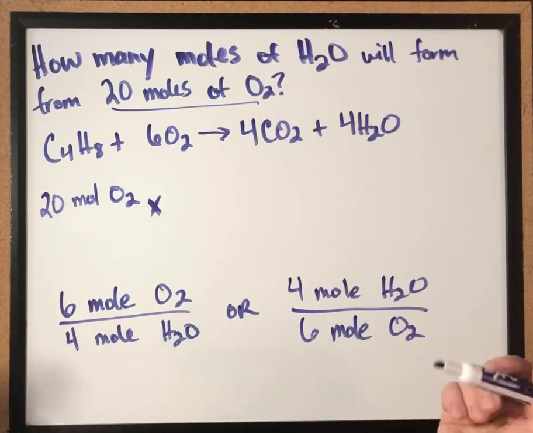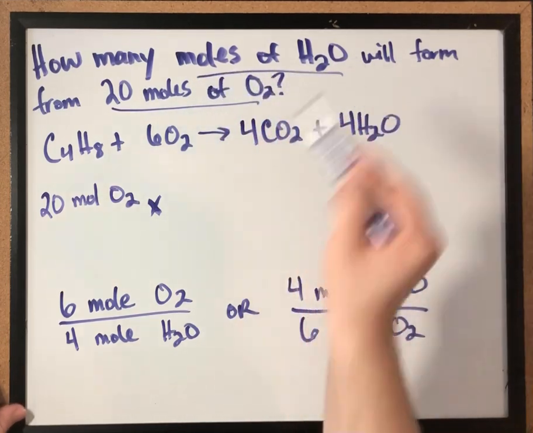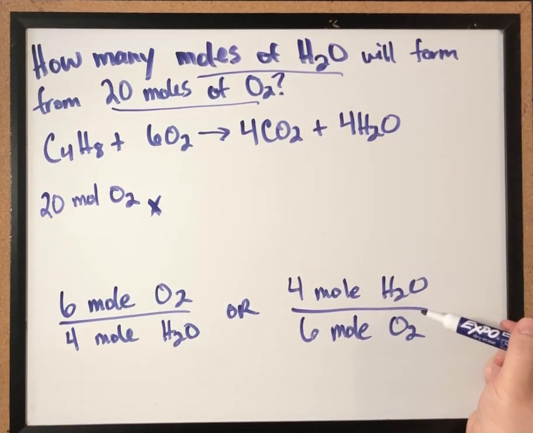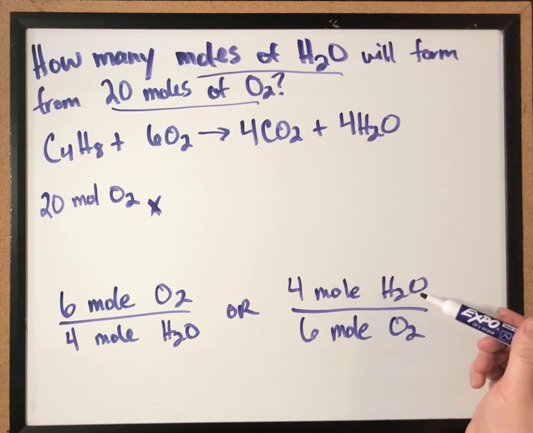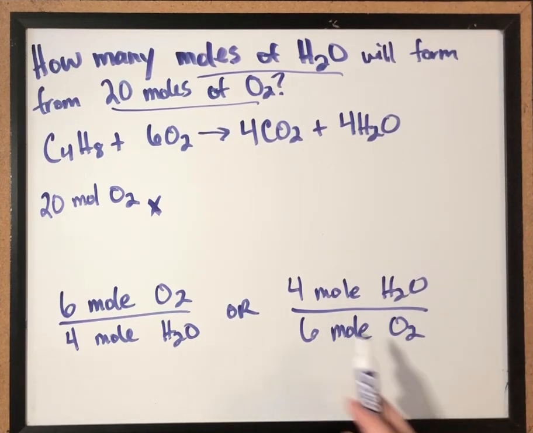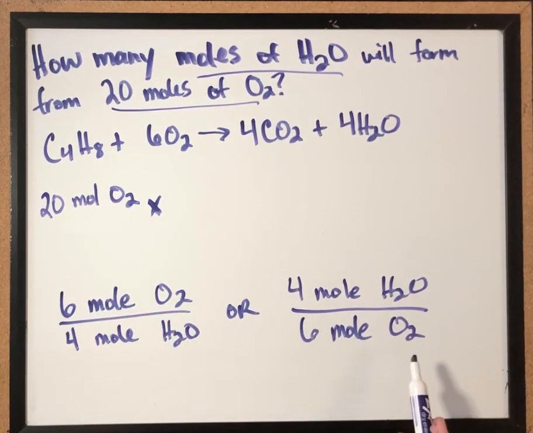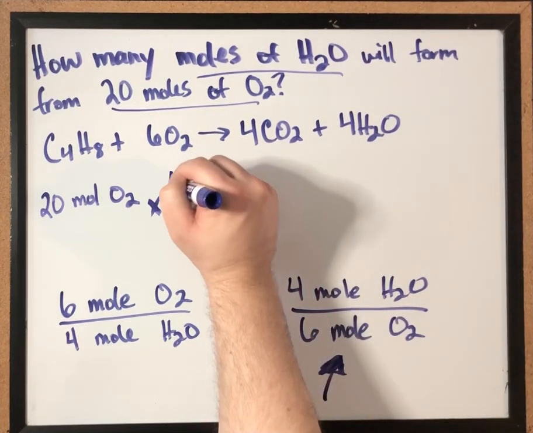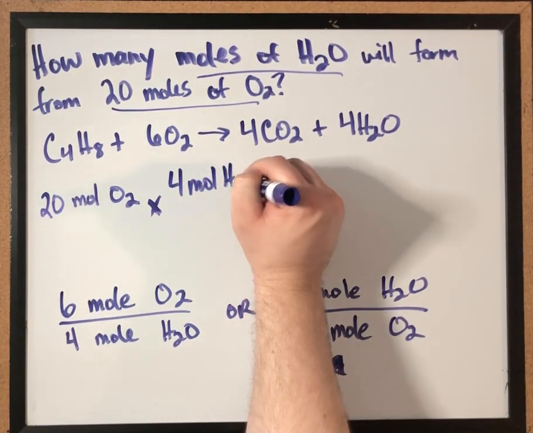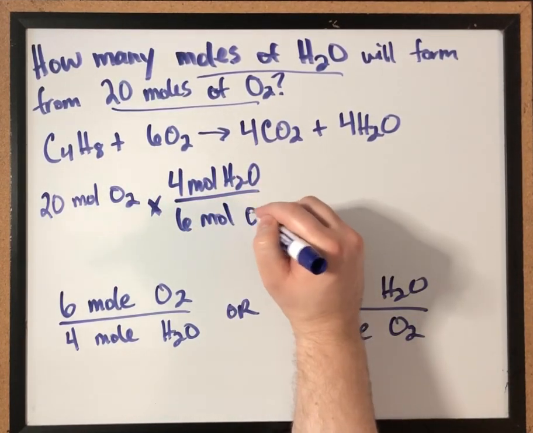Remember the phrase, what you want goes on top. How many moles of H2O will form? You want moles of H2O, so you want to choose the conversion factor that has H2O at the top. And when you choose the right one, you'll find that what you're given, what you have, will be at the bottom, so it will cancel out. So I'm going to choose this conversion factor, 4 moles of H2O for every 6 moles of O2.